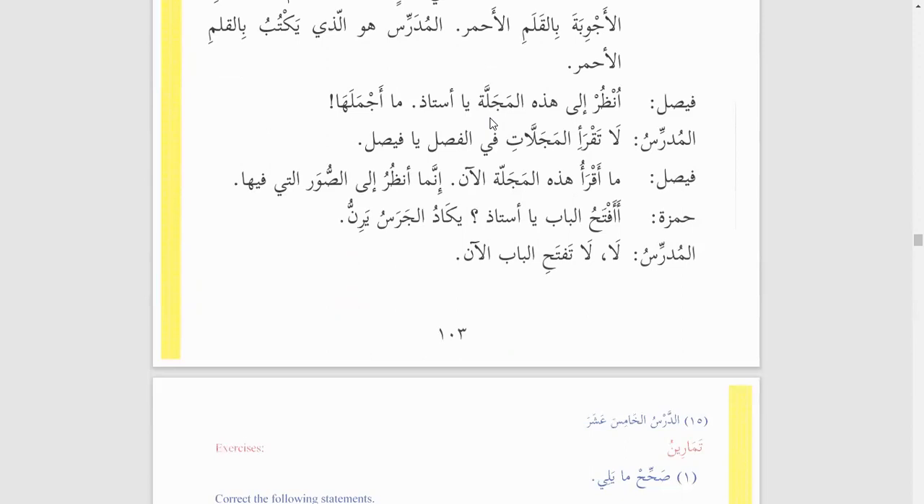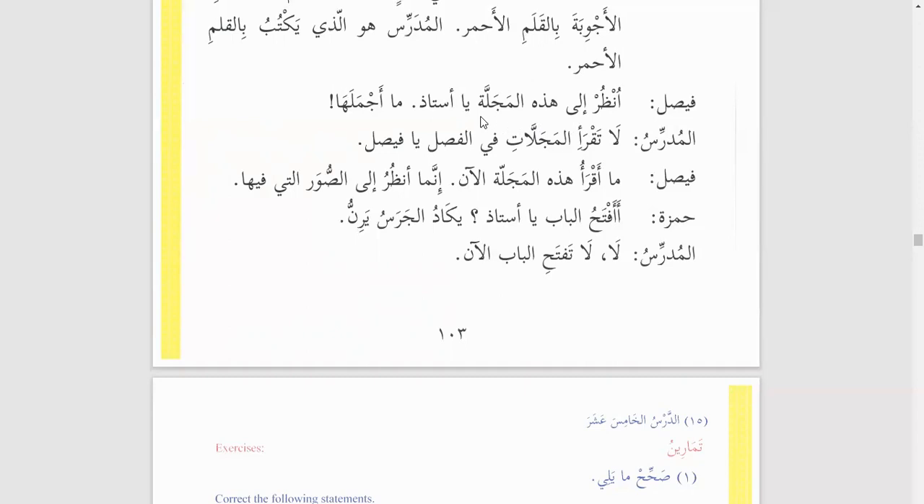Faisal, unzur ila hadhihi al-majallata, ila hadhihi al-majalla. What will be the ending of this noun? Finish. انظر إلى هذه المجلة. Why? انظر إلى Because إلى we have حرف جر. After حرف جر, the noun that follows it will be مجرور. So هذه, we know this is مبني, it is مجرور محلا, but then المجلة will be مجرور as well.